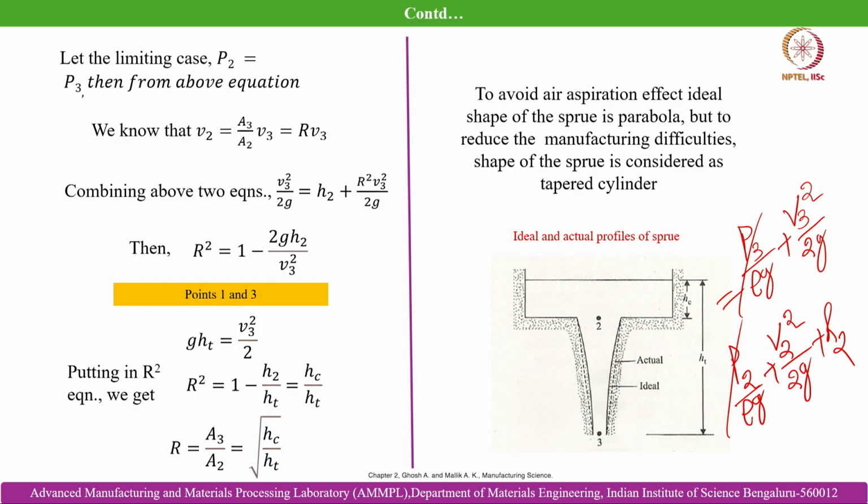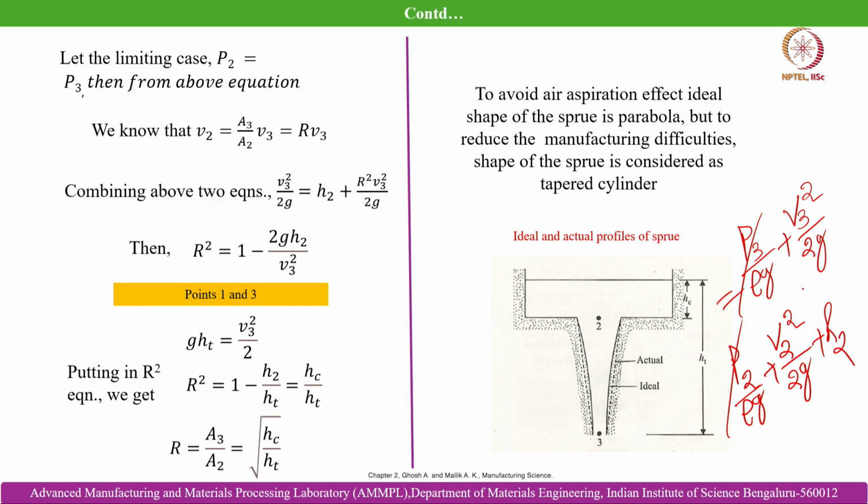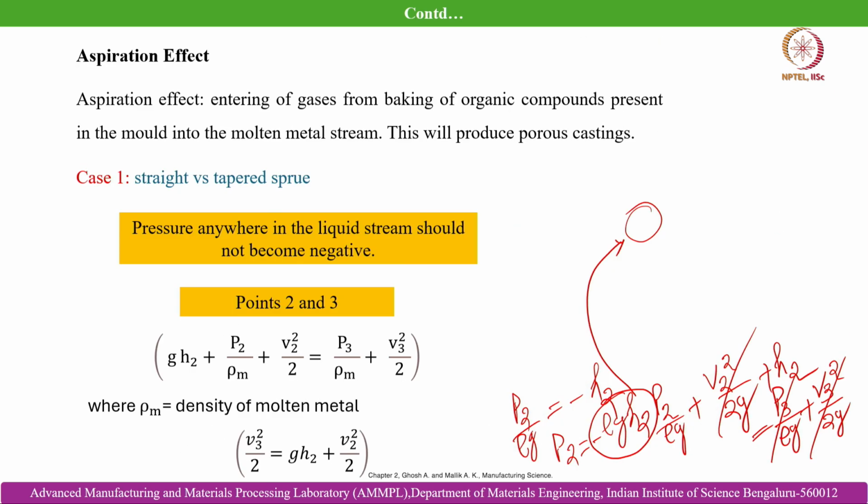Then you can see the expression becomes V 3 square by 2 g is equal to V 2 square by 2 g plus H 2. If we multiply this with g, then we can arrive at this expression. That means V 3 square by 2 is equal to V 2 square by 2 plus g H 2. So, this is the expression that we can get, and this is what is shown over here.